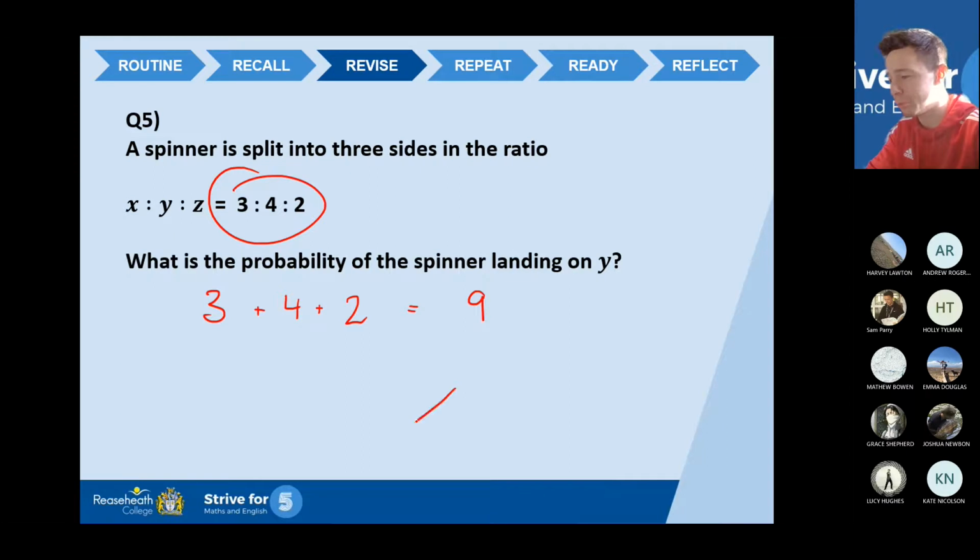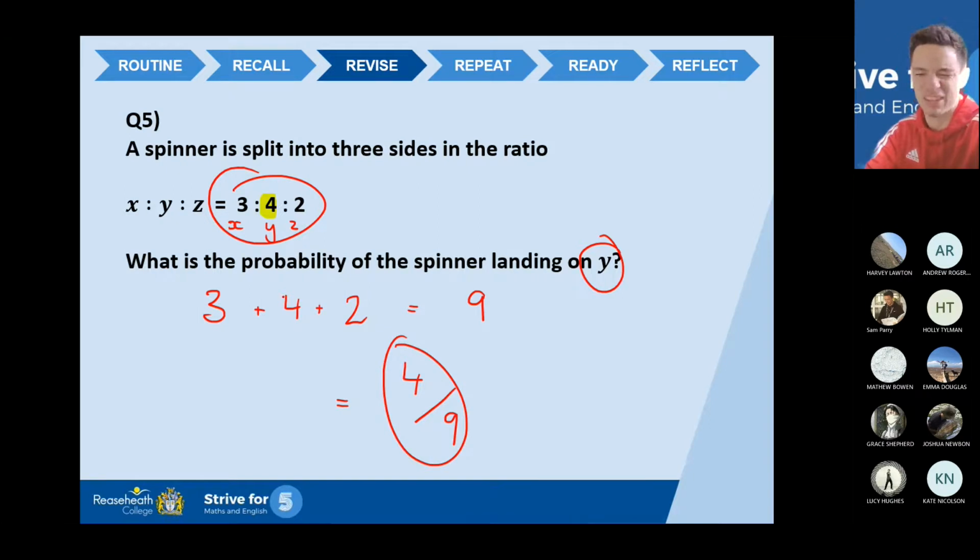So we've got 9 possible outcomes, okay? Now, we need to focus carefully on the letter Y. So it says X, Y, Z. The Y is the middle number, isn't it? It's here, it's the 4. So you've got a 4 in 9 chance of hitting the Y, essentially.